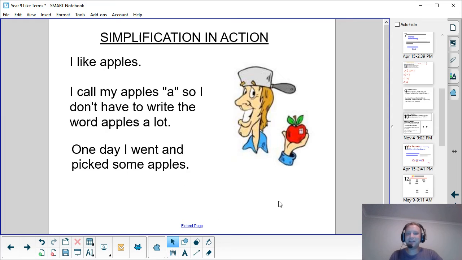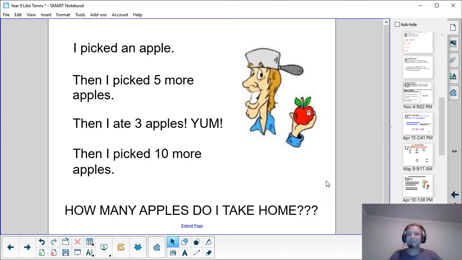Okay, and this guy here, Johnny Appleman, he went and he picked some apples. Okay, so in this situation, he picked an apple, then he picked 5 more apples. Then he ate 3 of the apples that he picked. Apples are tempting fruit, sometimes you just got to eat them. Then he picked 10 more apples, okay? And the question at the end of this is how many apples does Johnny Apple Dude take home?